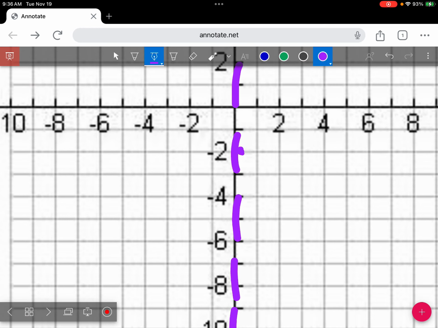So what's our domain for this function? Zero to infinity. And our range is from negative infinity to positive infinity. So we use the fact that logs and exponentials are inverses of each other to help us make our tables. It makes our life way easier.